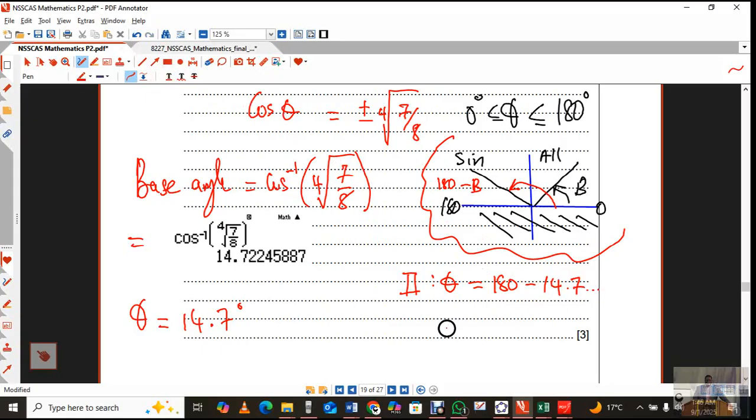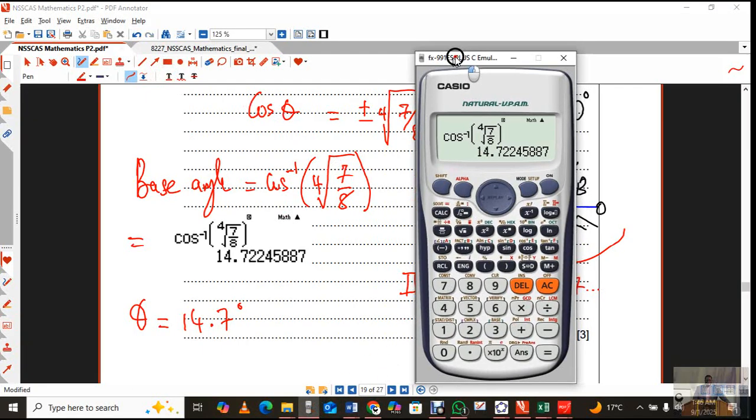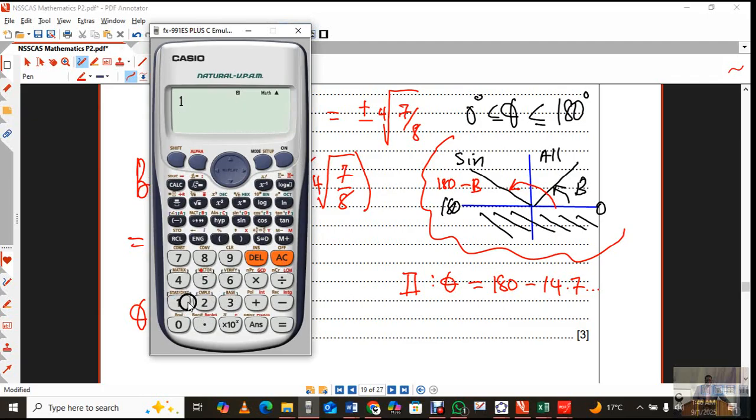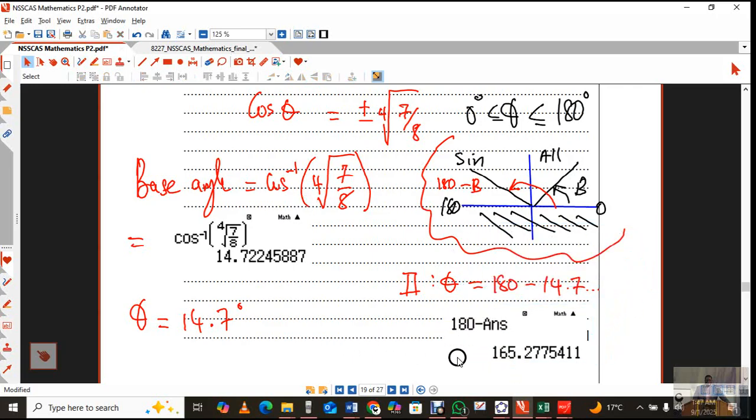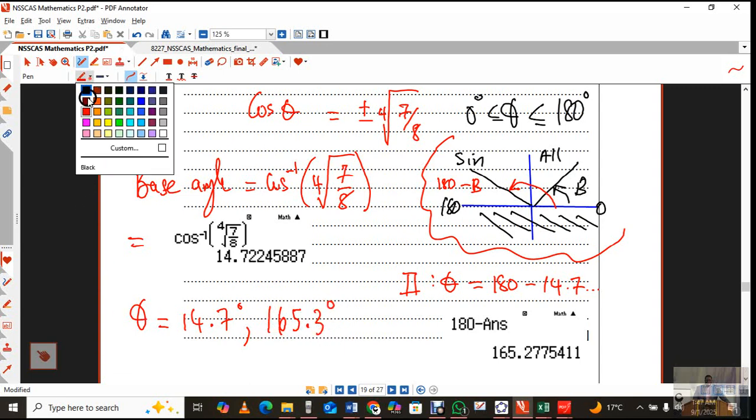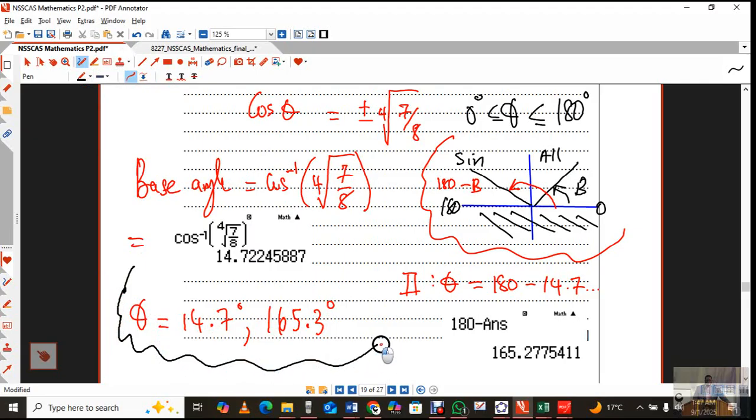So let's grab the calculator and see what you're going to get. So we say 180 minus that answer is 165 point so on, so on. So let's just write that down as well. My other solution for theta will be 165.3, to one decimal place. Those are my solutions.